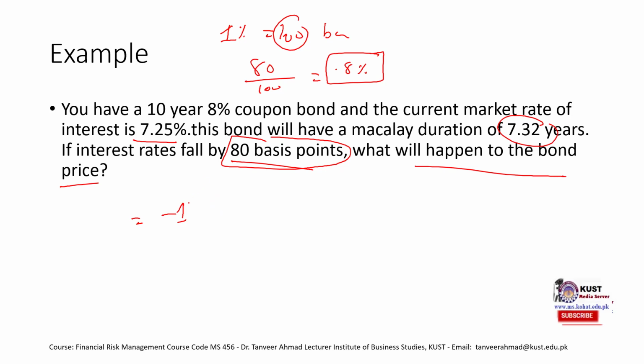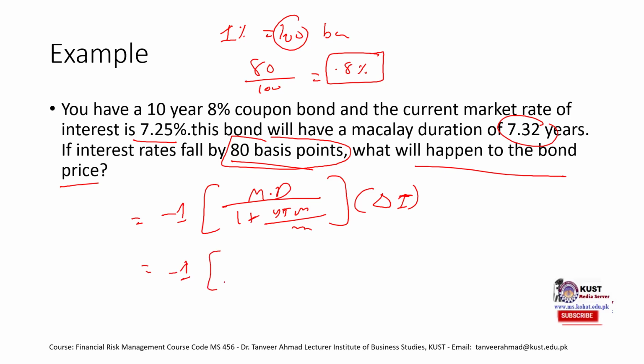So if we solve this, let me put the formula. It is Macaulay duration divided by 1 plus YTM divided by M, into change in interest rate. So -1, our Macaulay duration in this case is 7.32, divided by 1 plus YTM. YTM is 0.0725 divided by M. Now in this case M would be 1 because it is an annual compounding, right? Then multiply by change in interest rate.